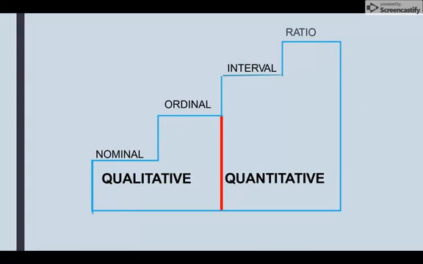Notice the visual aid. Think about the levels of measurement as a staircase. Nominal is the lowest step. Ratio is the highest. And when you move from ordinal to interval, you move from qualitative to quantitative.